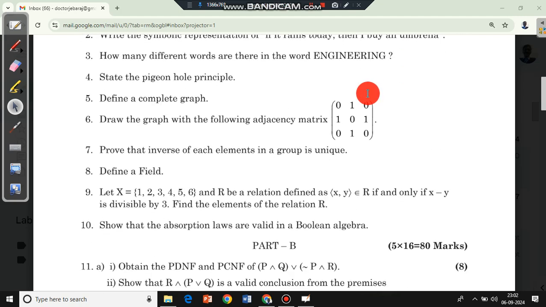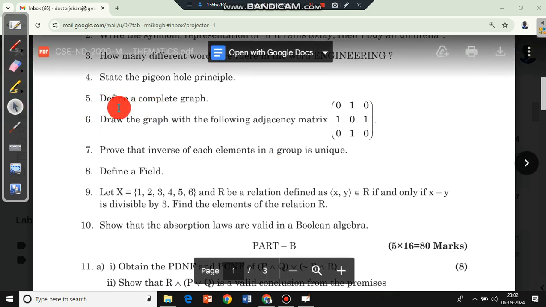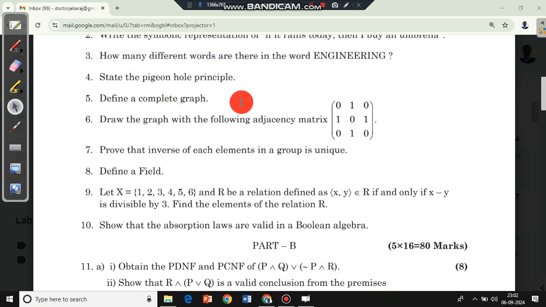Now we are currently discussing unit number 3. Therefore, I have to take 2 more questions in unit number 3 today. This question I have already discussed with you: a complete graph is a graph in which each and every pair of the vertices are connected.